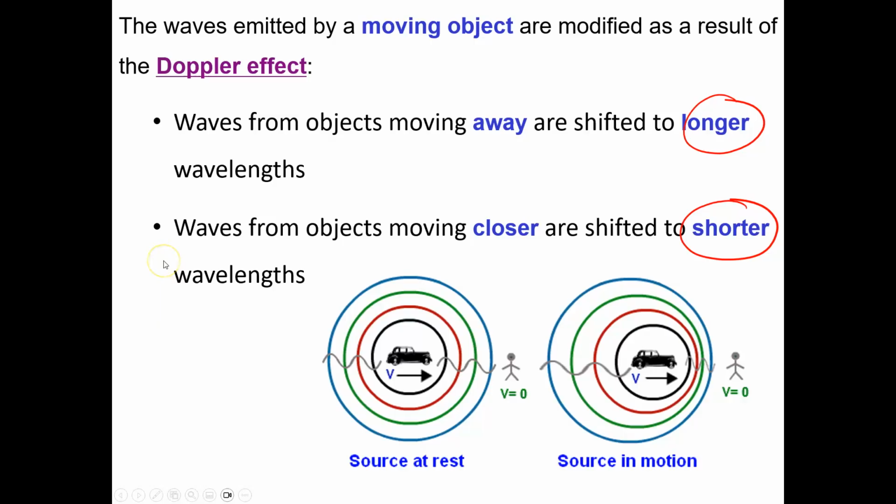So hopefully you were able to hear as the car moved past the observer, the pitch of the car horn was shifted. Okay, so moving sources of waves have a different wavelength depending on whether the object is moving towards you or moving away from you.